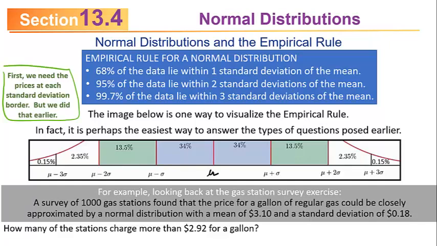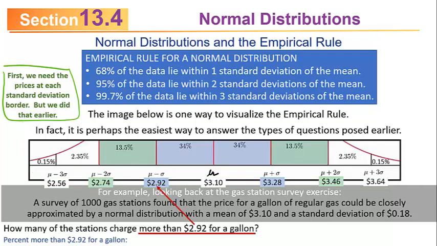Well, again, I need to find those prices at each standard deviation board. We've already done that, so I'm just going to bring them back. So this is what we did earlier. So if I want to look at how many stations charge more than $2.92 a gallon, I want to find 2.92, and then I want to go greater than. So everything to the right gets counted. So if you add up all those percentages, you're going to get 84%.